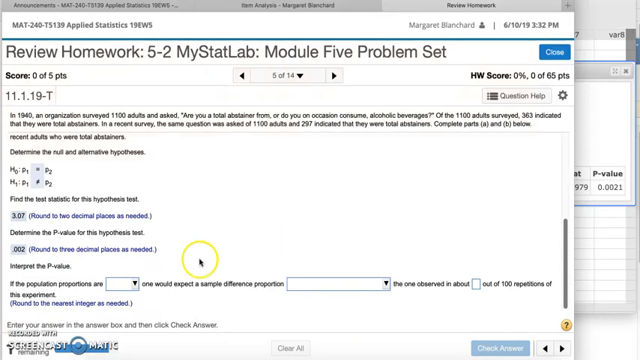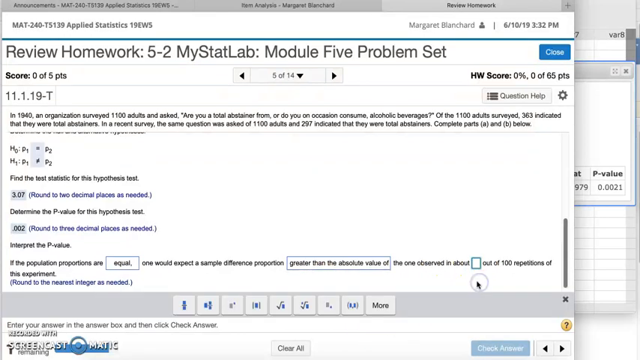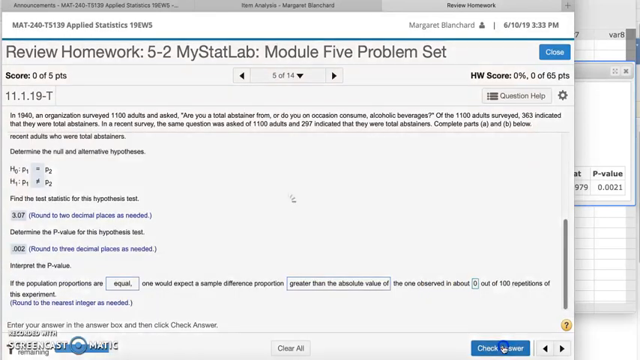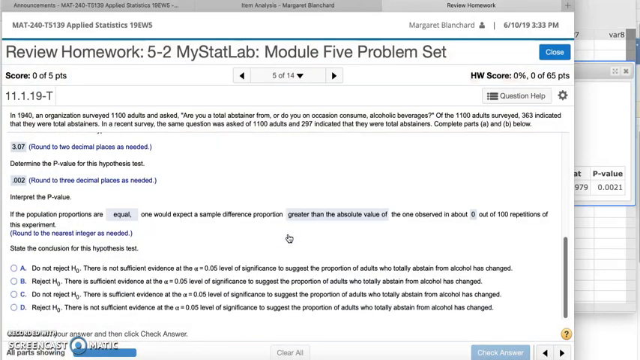All right, now this is how we're going to interpret this. If the population proportions are equal, that's assuming that the null hypothesis is true, one would expect a sample difference proportion greater than the absolute value of the one observed in about blank out of the 100 repetitions of this experiment. The way you do this is you multiply your p-value by 100, because it says here 100 repetitions. When you multiply this by 100, you get 0.2. It says round to the nearest integer, so we would say 0 in this answer. Check answer. Fantastic.